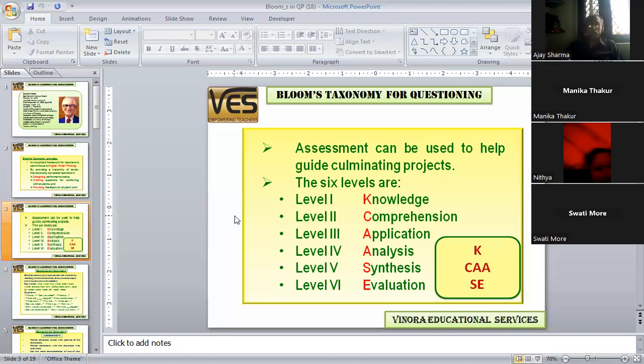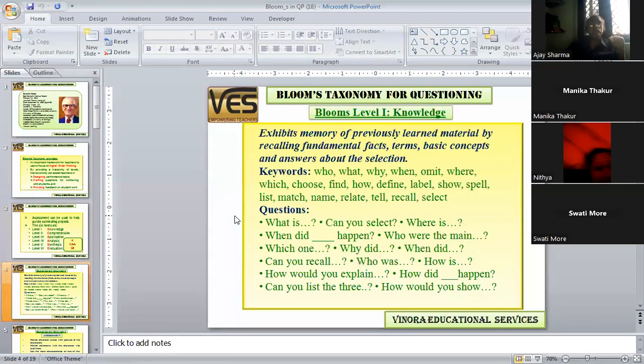K for knowledge, C for comprehension, first A for application, second A for analysis, second last is synthesis, and then evaluation. So these are the 6 levels. Let us start with the first one, that is knowledge level.